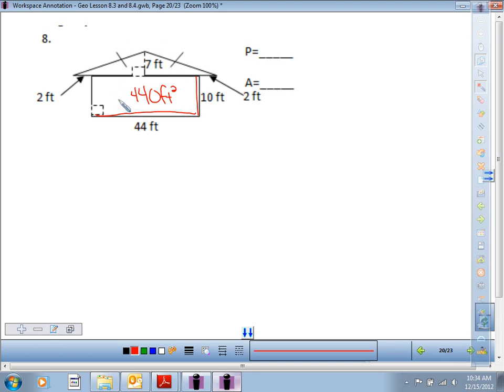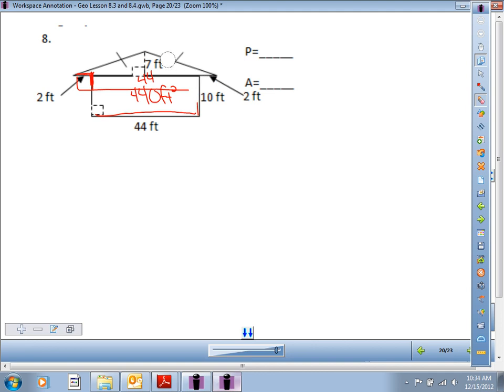Now for this triangle, we have to do a little bit of thinking. We need to find, here to here is 2. The distance from here to here is 44 if you look down. So we need to find the total length of this as 44 plus 2 plus 2. So that total length is 48 right there. So the total length of this triangle, the base of this triangle, is 48.